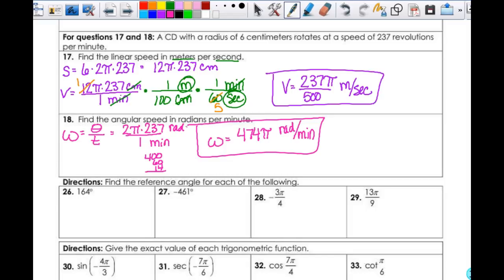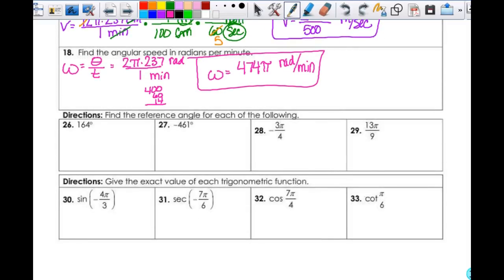All right, so I'm supposed to find the reference angle for each of the following. So your reference angles are what gets you back to the x-axis. So basically, if I'm in the second or third quadrant, I'm either adding or subtracting from 180, and then from 0 and 2 pi if I'm in quadrants 1 and 2. So this 164 is over here in quadrant 2. So my reference angle is going to get me to 180. So to figure that out, this is just 180 minus 164. And then that tells me that I have 16 degrees left to go to get to 180.